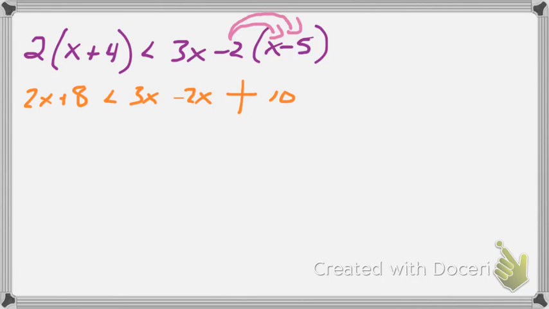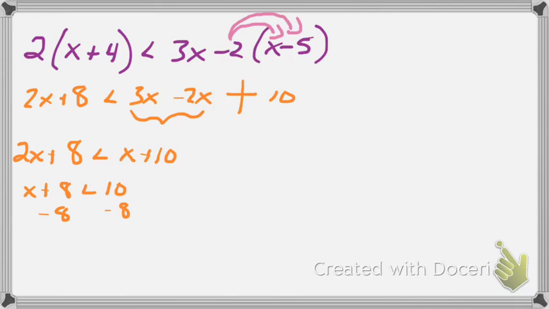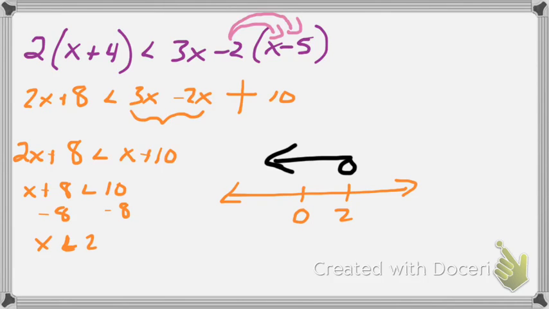Then on the right side, we have 2 x's that we can combine into just a 1x. I'm going to subtract that x over to the left. Then I'm going to subtract the 8. At no time did I multiply or divide by a negative. So at no time do I need to invert my inequality sign. And my graph looks like that.